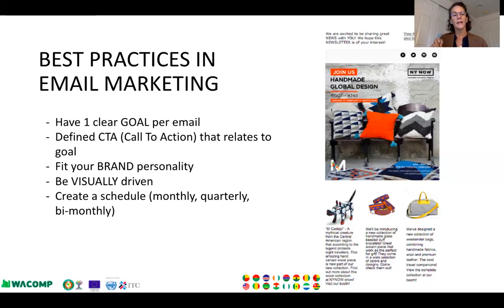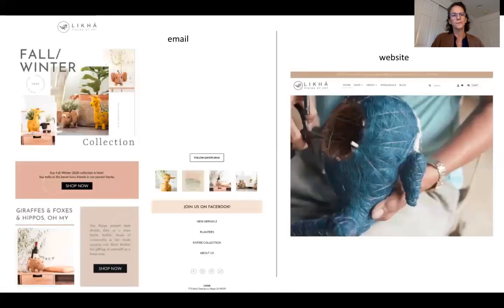The third is create a schedule, monthly, quarterly, or bi-monthly, to send emails, but only send emails when you have something newsworthy. Right? The goal of your emails is to keep your customer updated on what you're doing, remind them of how amazing you are, and make sure it's easy for them to be in touch with you. The email is like you knocking on their door every once in a while to say hello.